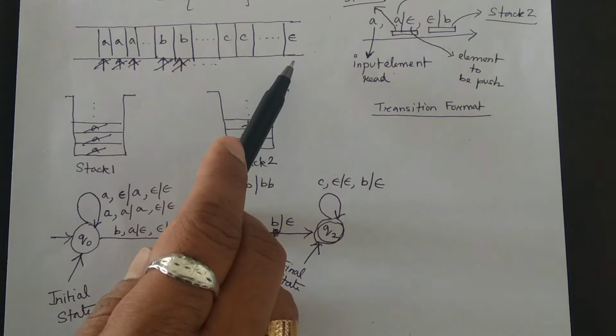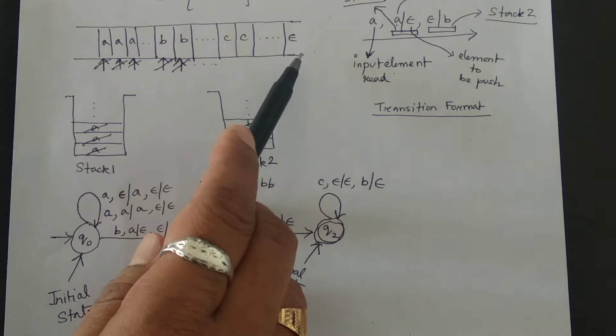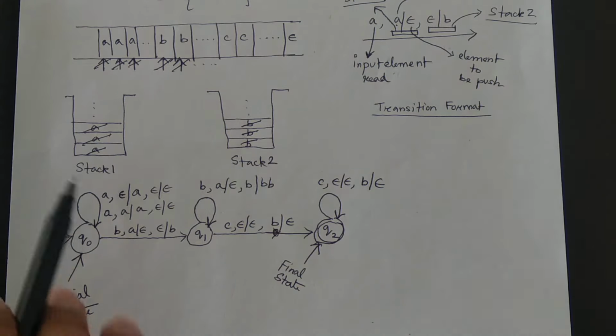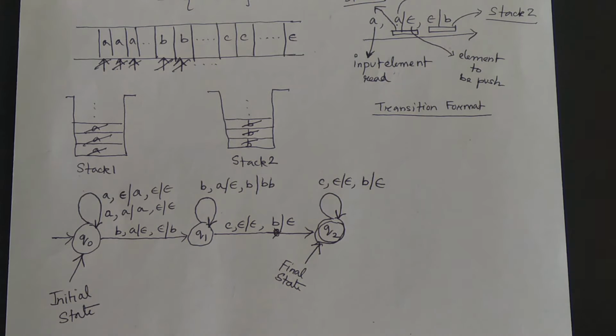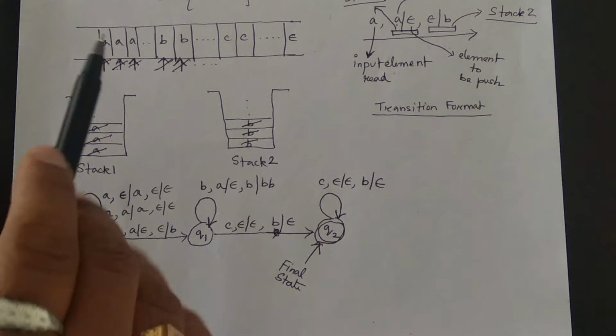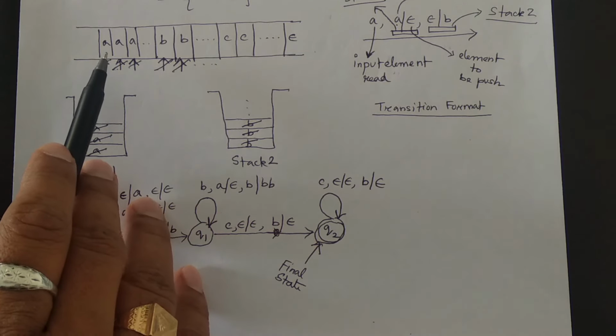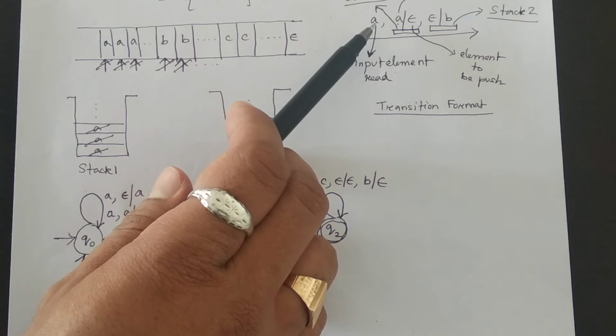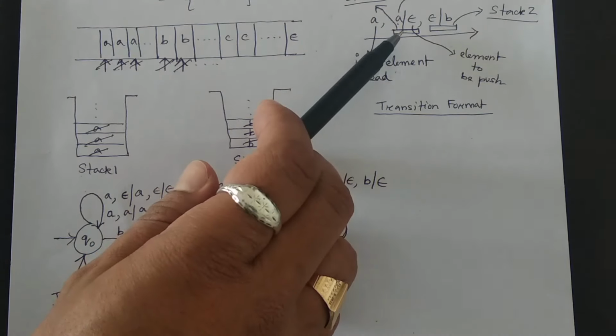This means that the entire string has been read and I have reached the epsilon. This is the final state. Correct? Now I have taken 2 stacks, stack 1 and stack 2. Clear? Initially I have taken the state as Q0. So initially, the first symbol that I will read is A. Correct? On seeing A, what is the next phase?